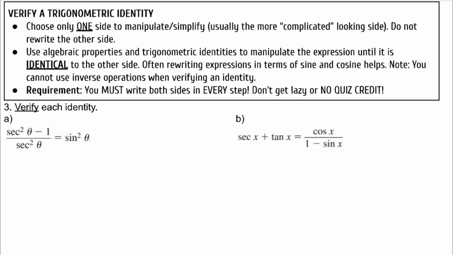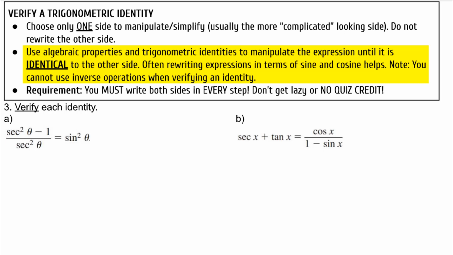Verify a trigonometric identity. Ooh, look, this is verifying again. That means each step is part of your answer. Choose only one side to manipulate or simplify, usually the more, quote, complicated looking side. Do not rewrite the other side. So do not also algebraically manipulate or simplify the other side. So choose one side to work with. Use algebraic properties and trigonometric identities to manipulate the expression until it is identical to the other side.